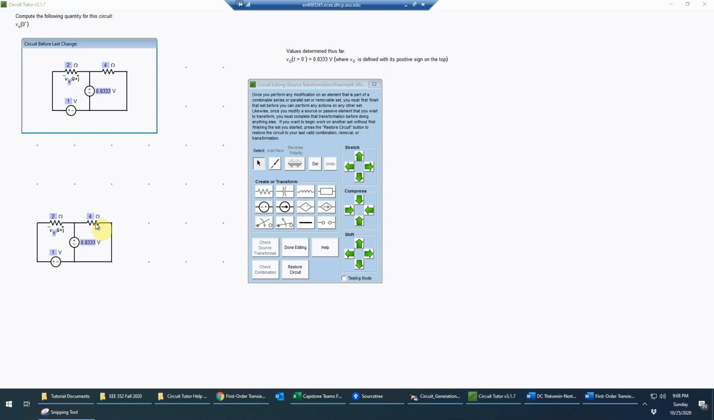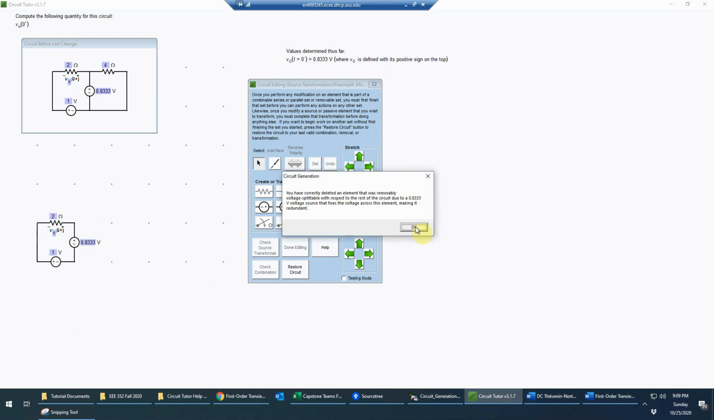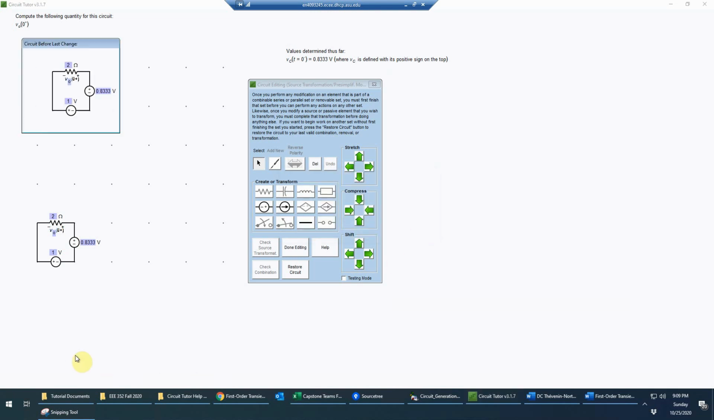And so this is what we call a redundant element, or it's also called voltage splittable. And so I can just basically delete that. It's not going to affect the part of the circuit that I'm interested in over here. So I can just delete that. And that gives us a little confirmation, an explanation of why that was valid to do. And now I have a single loop circuit, which is easier to analyze.